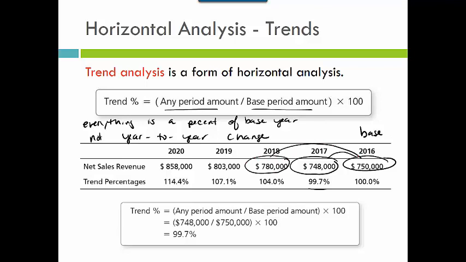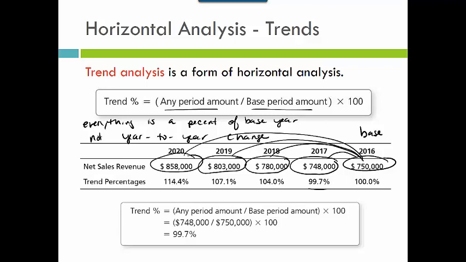I go back and compare it to that 750 again. So I get 104%. What that means is this number is 4% higher than the base year, okay? In 2019, I take the 803 divided by, go back to that 750 times 100, and I get 107.1%. So that tells you that sales revenue in 2019 was 7.1% higher than it was in your base year of 2016. And then 2020, I take the 858 divided by 750 times 100, and I get 114.